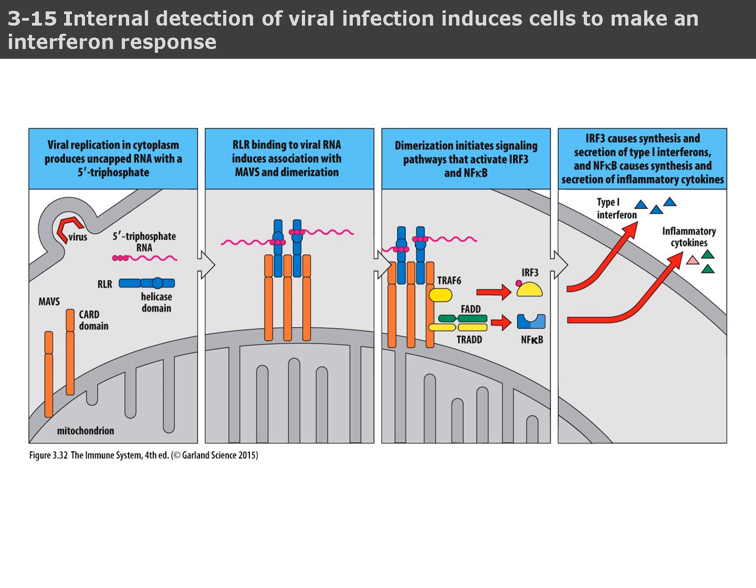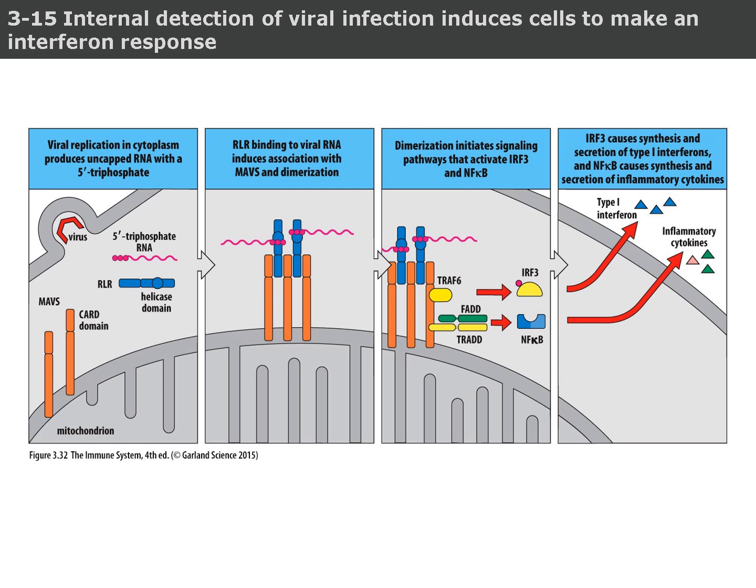These uncapped RNA molecules are recognized by receptors in the cytoplasm called RIG-like receptors. When these receptors bind to the viral RNA, they associate with an adapter protein called MAVS, which is anchored on the outer membrane of mitochondria. The interaction between the receptor and MAVS causes the receptor to dimerize or pair up, which triggers downstream signaling events.